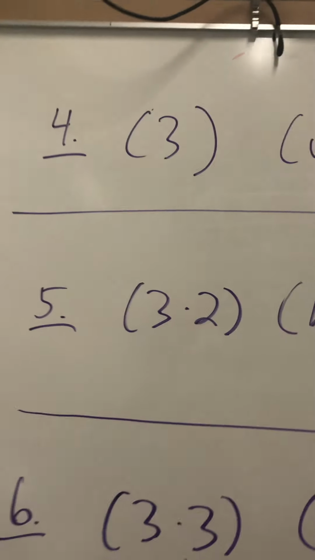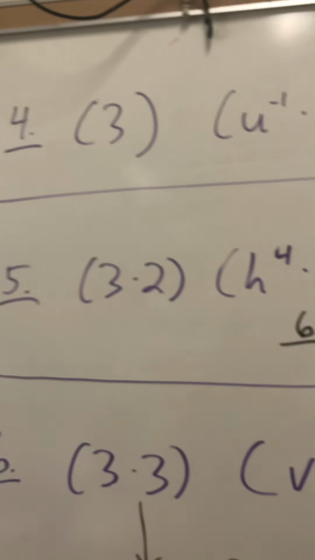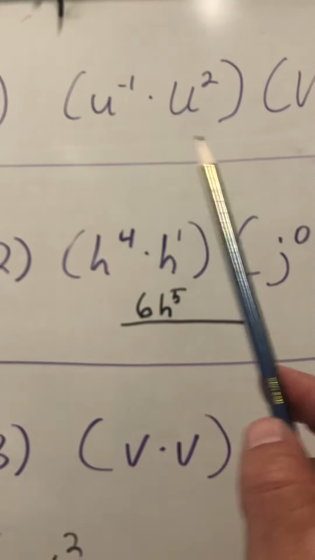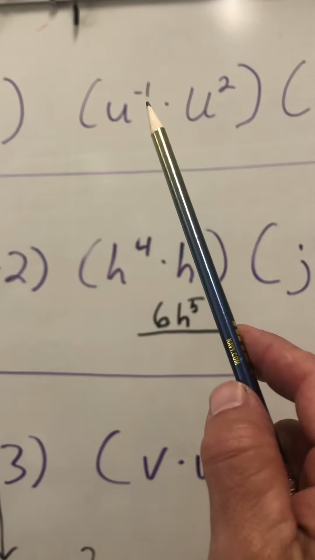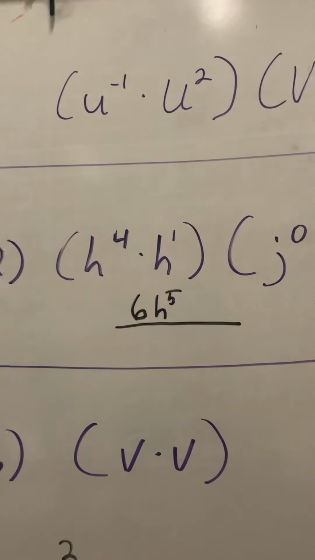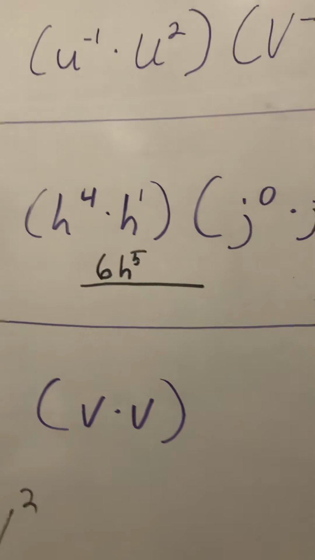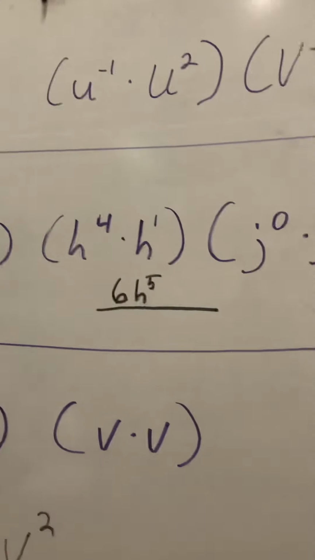Number 4 is going to be very similar to number 3. You have one coefficient that you're going to throw out front. I put my u's together for you. So you have negative 1 plus 2. If it's a positive number, that u goes on top of the fraction with the 3.